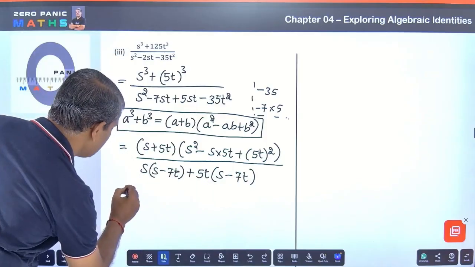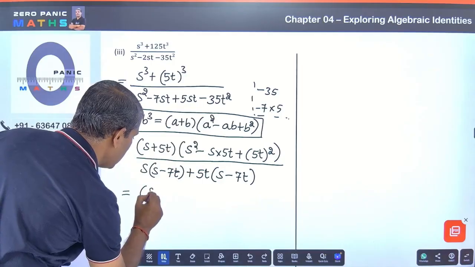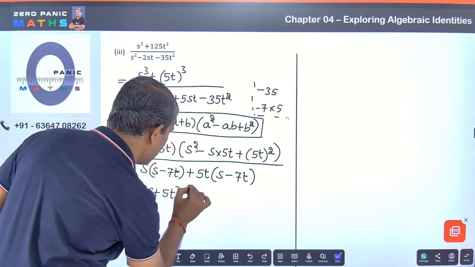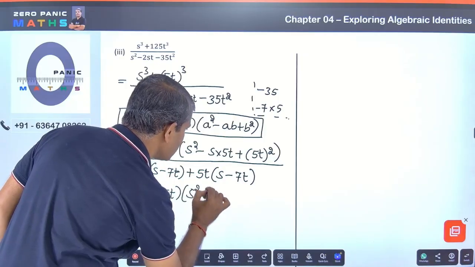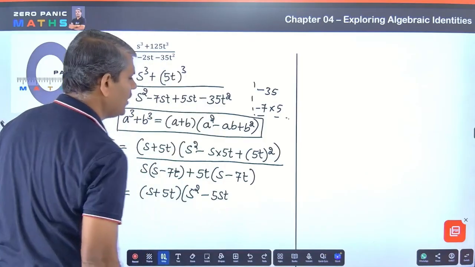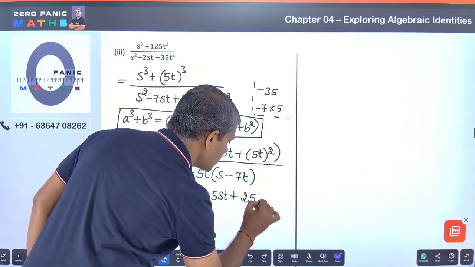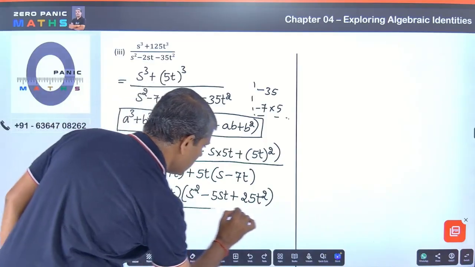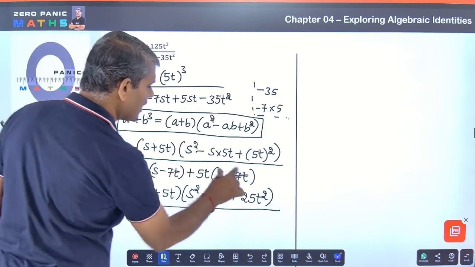Let us write the next step. Next step is s plus 5t kept as it is, and then s square minus 5st plus 5 square and t square, that is 25t square, that is the expansion of the second bracket, and then take s minus 7t.